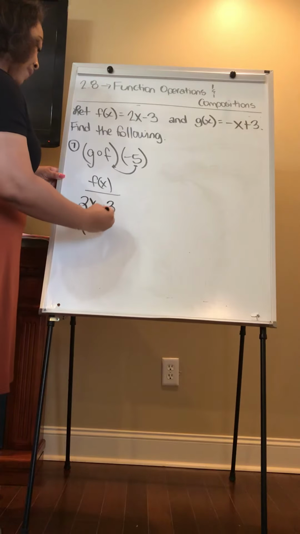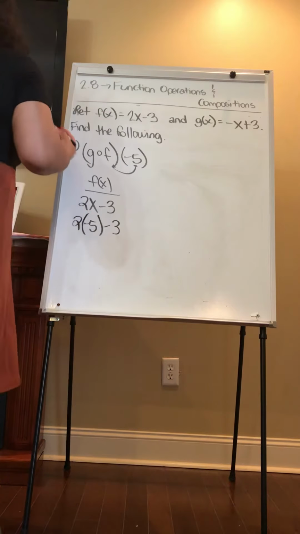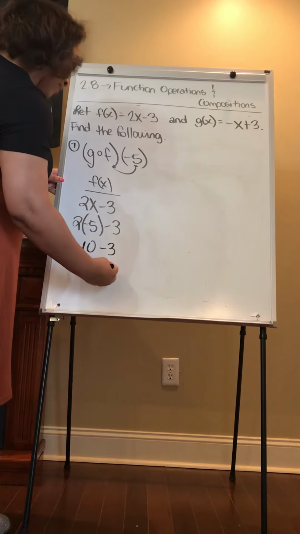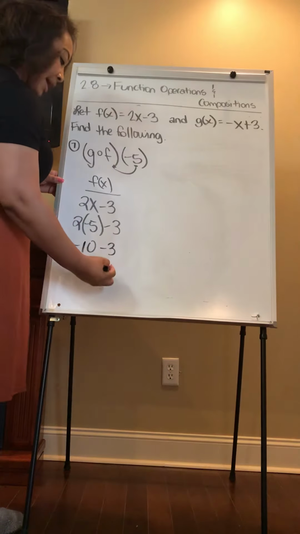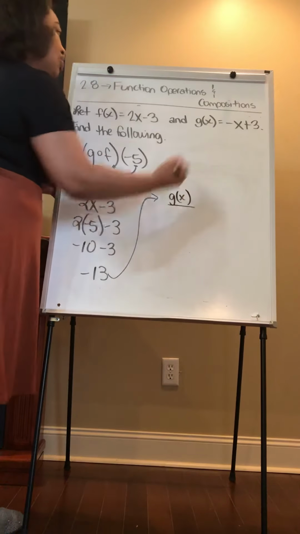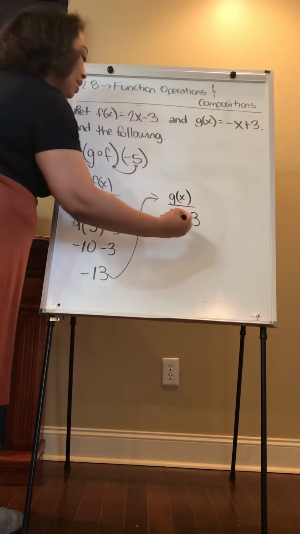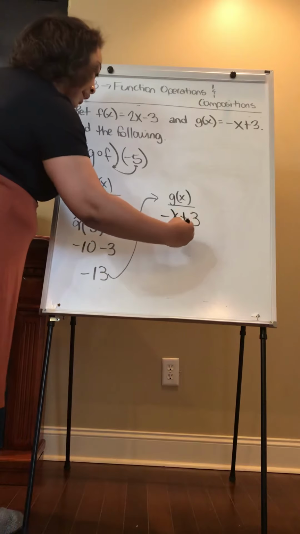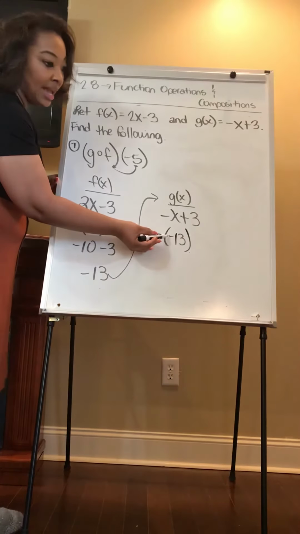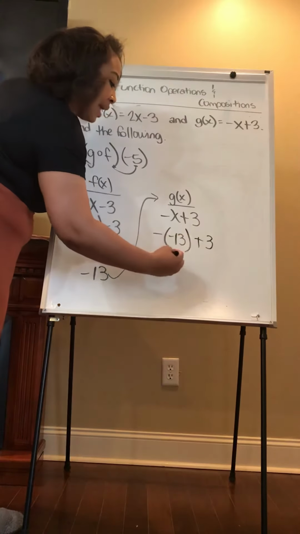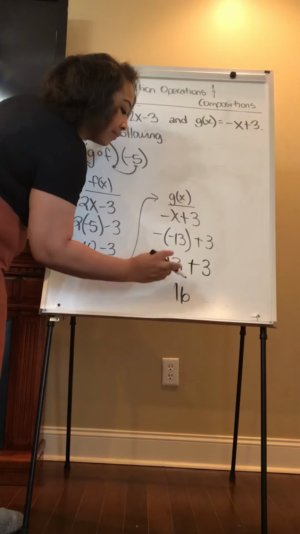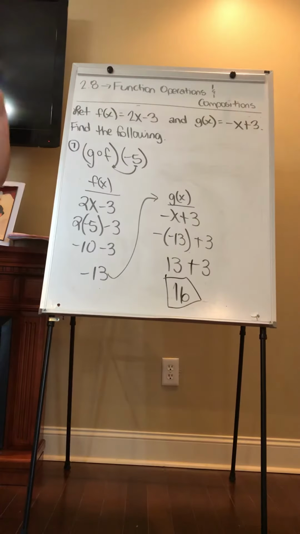So you plug in negative 5, 2 times negative 5 is negative 10. Minus 3 is a negative 13. Then you're going to take negative 13 and plug it into the g function. G's function is negative x plus 3. So in the place of that x, you're going to plug in negative 13 and be mindful of your signs. There's a negative already there. So in parentheses, I put negative 13, which, two negatives make a positive 13. Plus 3 will give us 16. So my answer is 16.